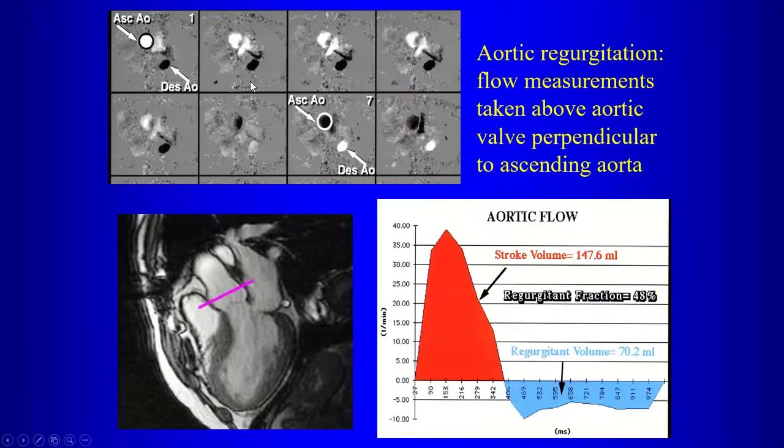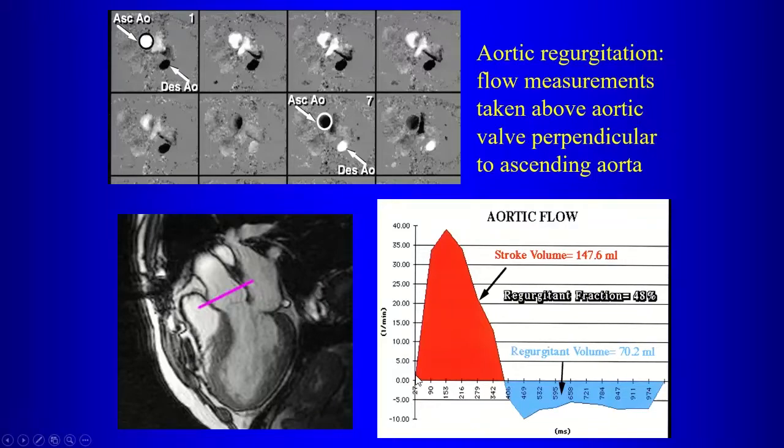Now, if there is valvular regurgitation, we will see on our phase contrast images that the flow changes in color. So here the white color indicates that the flow is going upward there in the proximal ascending aorta. But then later in the cardiac cycle, we see that it changes color, meaning that the flow is reversed. This is a patient with aortic valvular regurgitation.